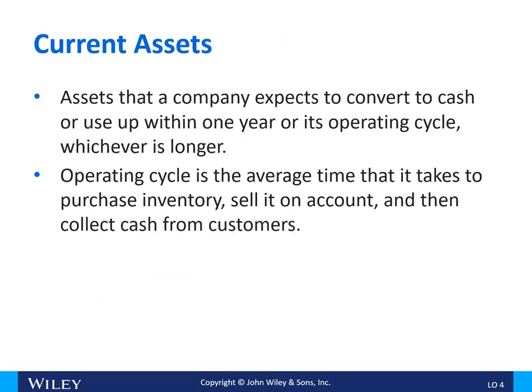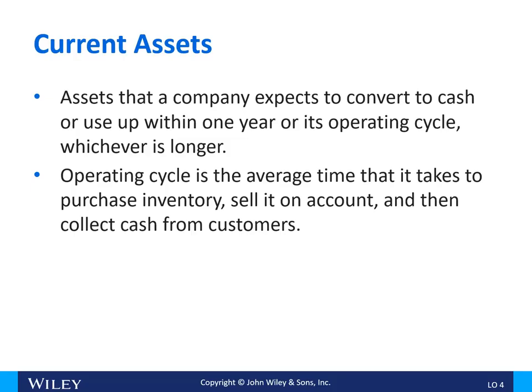Okay, so what is a current asset? Current assets are assets that a company expects to convert to cash or use up within 1 year or its operating cycle, whichever is longer. What is the operating cycle? It's the average time that it takes to purchase inventory, sell it on account, and then collect the cash from customers. We refer to that as cash to cash. We're going to buy inventory, sell it, and collect the cash from our customers. That's our operating cycle. Most companies have an operating cycle that's far less than a year.